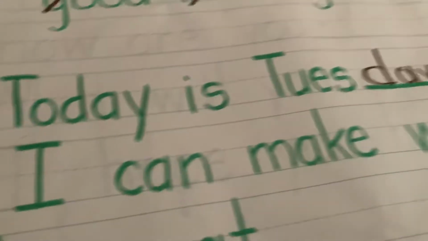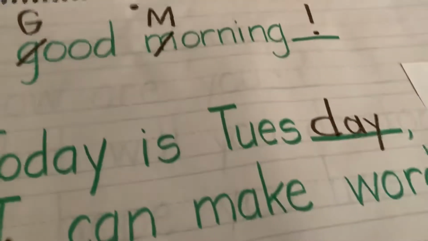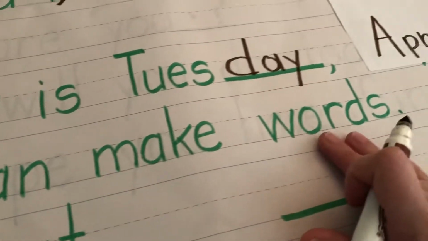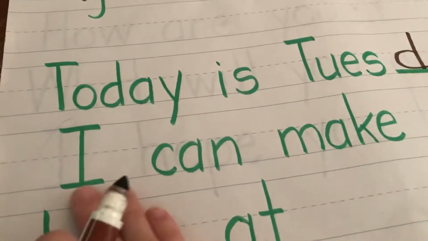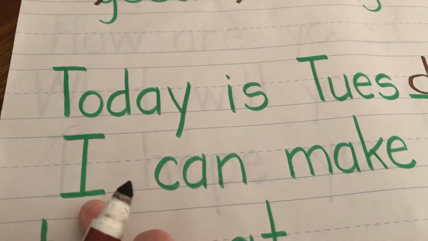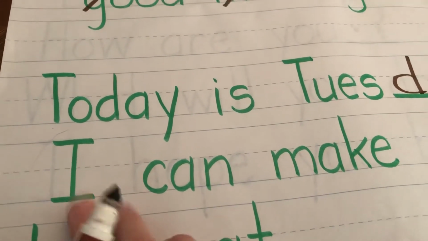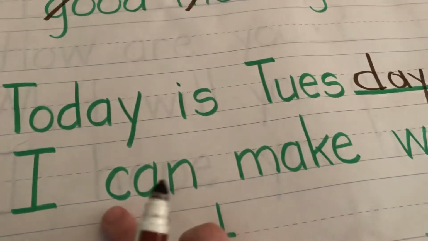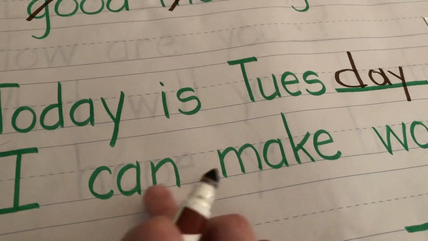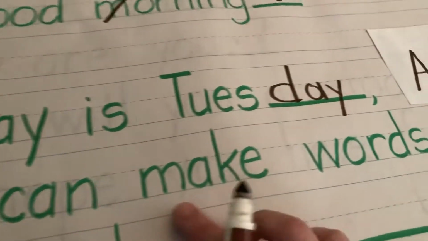All right, the next part of my morning message is telling you something I can do. And I wrote a sentence, I said, I can make words. So we always start a new sentence with a capital letter, and when we have the letter I by itself, it's a word. It's a name that I call myself. Here's the word can. That's an easy word to sound out. We have k-a-n, can.